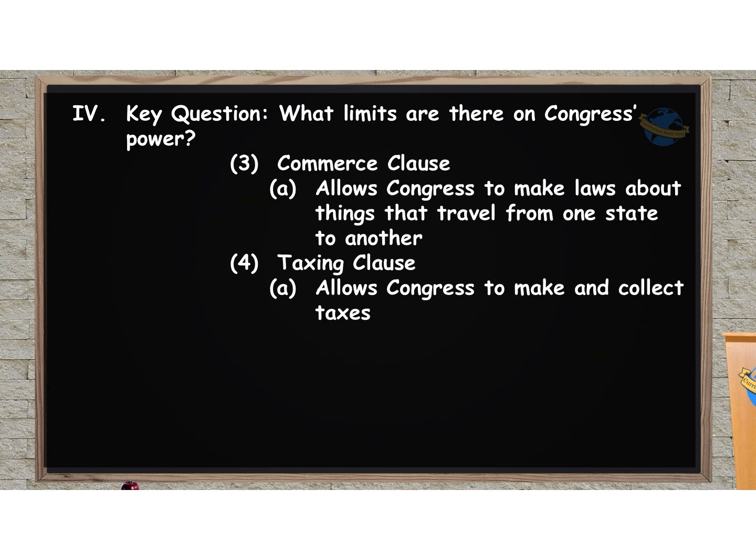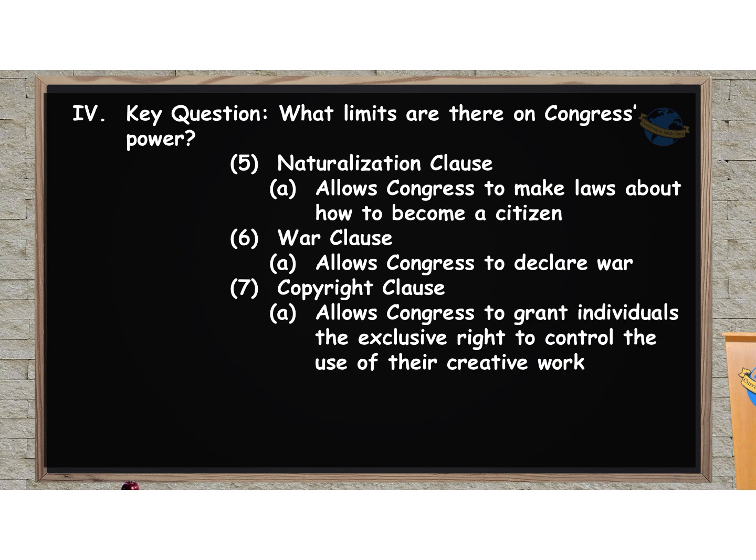The Commerce Clause gives Congress the authority to make laws about things that travel from one state to another state, and the Taxing Clause gives Congress the power to make and collect taxes. The Naturalization Clause allows Congress to make laws about how to become a citizen. The War Clause gives Congress the exclusive power to declare war on another country. The Copyright Clause gives Congress the power to grant individuals the exclusive right to control and use their creative work.